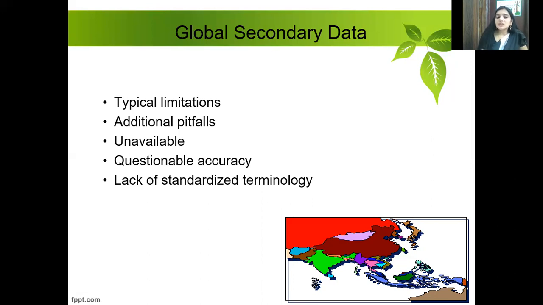Then lack of standardized terminology. Sometimes terminology is not standardized when it comes to global secondary data. For example, in India, there might be some other terminology used for consumer behavior, or maybe in some other country, they might be using some other terminology. So that is also a kind of pitfall or limitation, you can say.